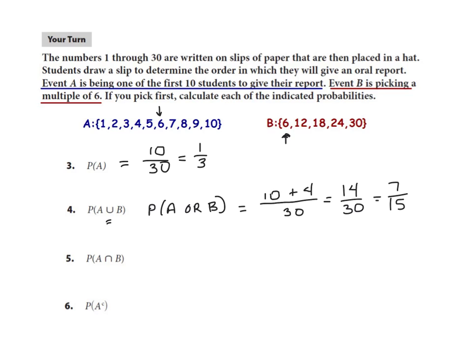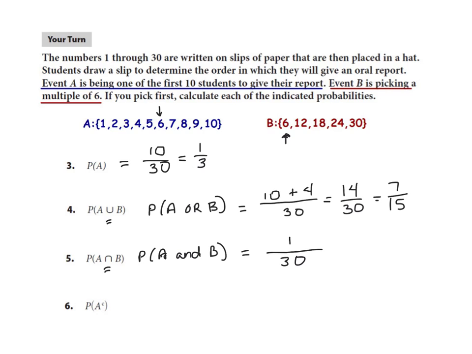All right, here's our next symbol. This means intersection. So this means the probability of A and B. So we're looking at numbers that are included in the set A and they're also in B. So if we look at those numbers, let's see, 6 is in both of them. But I think that's the only number they have in common. So there's only one number they have in common. So that would be 1 over 30 for our probability.